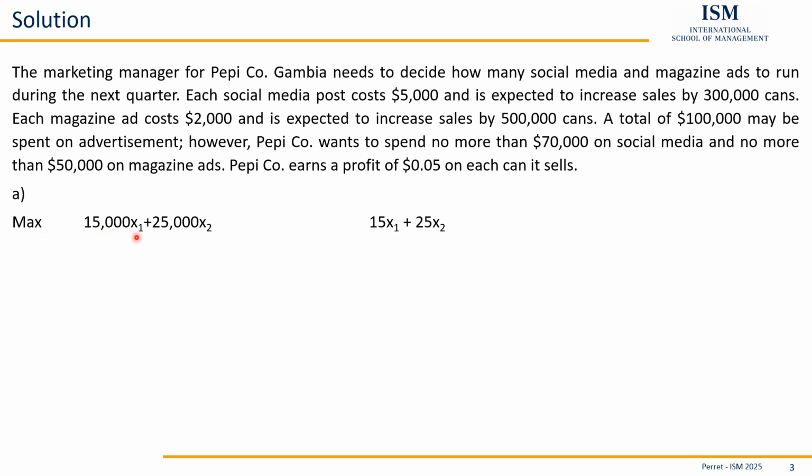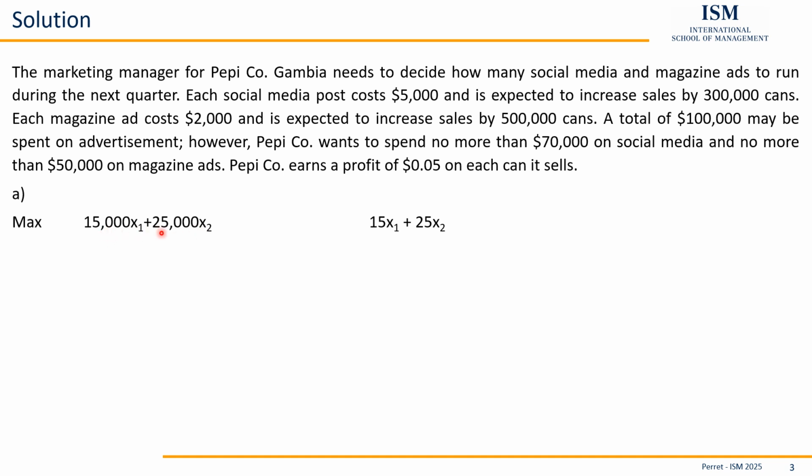This leads to this formulation of our objective function: maximize profits. Profits depend on how many social media ads to place, x1, and how many magazine ads to place, x2. For each social media ad, we have 300,000 times 0.05, so $15,000 profit. For each magazine ad, we have 500,000 times $0.05, so $25,000.